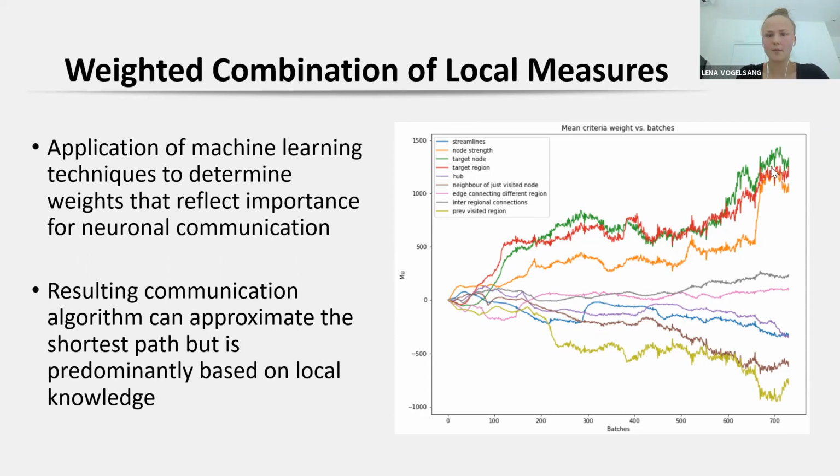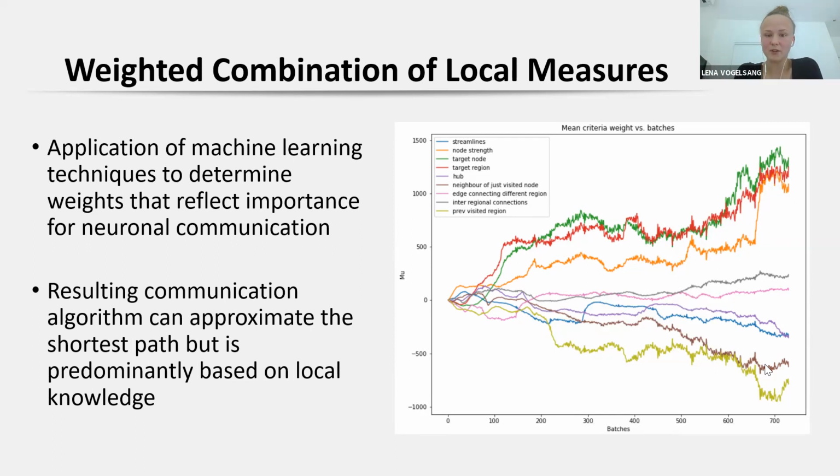So we have some measures that are strongly positively weighted, which means they appear to be very important for brain communication, while we have some weighted around 0, indicating that they're not very influential. And then we also have some, to our surprise, negatively weighted measures, which basically shows us that the opposite of what we predicted is favored by the brain.